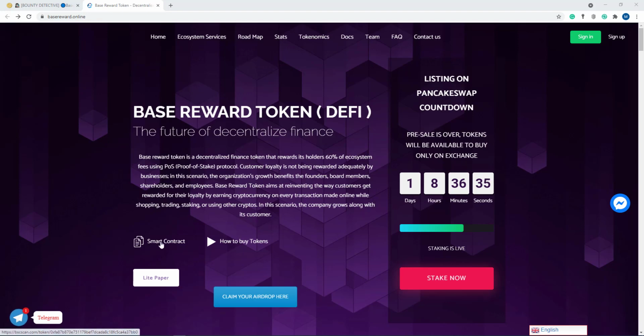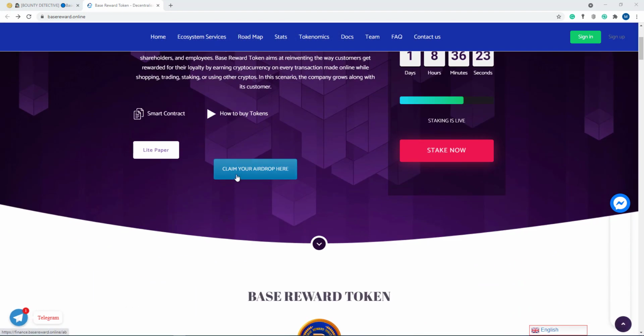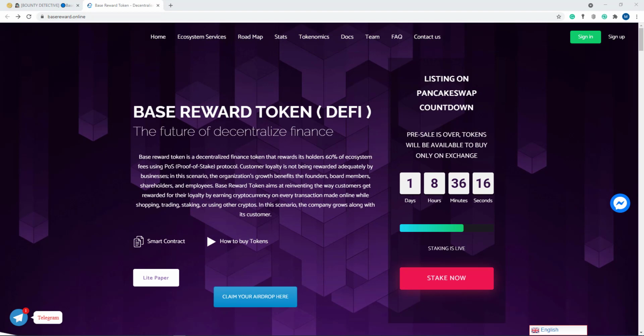Here's their contract address, smart contract, and how to buy the token. If you want to buy their token from the website, just click here. Here's their light paper. And if you want to participate in their airdrop, just click here to claim your reward. Here the listing on PancakeSwap countdown is one day, 8 hours 36 minutes. So it's one day to list their token on PancakeSwap.